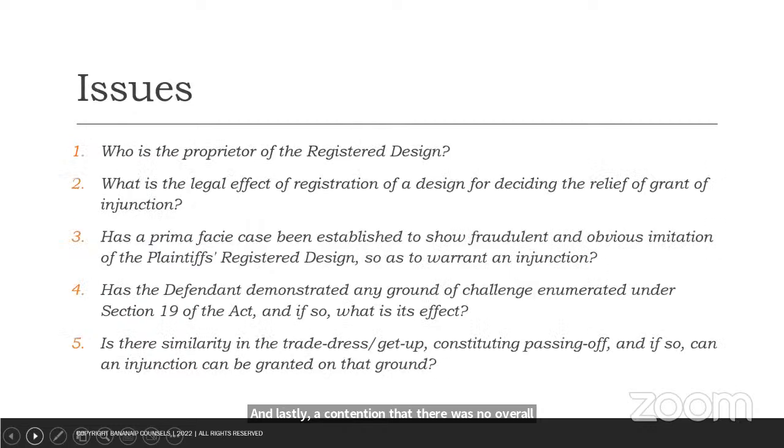Now, the issues before the court were, number one, who is the proprietor of the registered design? Two, what is the legal effect of registration of a design when deciding the relief of grant of injunction? Number three, has a prima facie case been established to show fraudulent and obvious imitation of the plaintiff's registered design so as to warrant an injunction? Number four, has the defendant demonstrated any ground of challenge enumerated under section 19 of the Act? And if so, what is its effect? Lastly, is there any similarity in the trade dress or get-up constituting pass-off? And if so, can an injunction be granted on that ground?